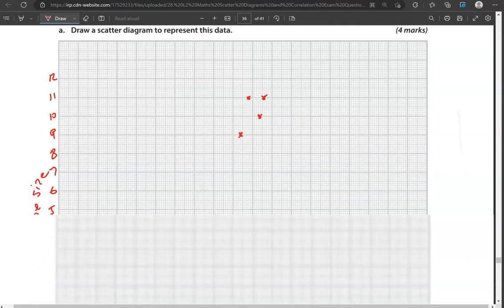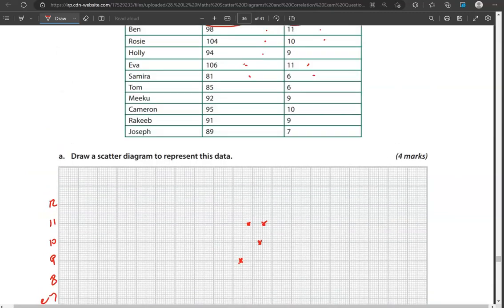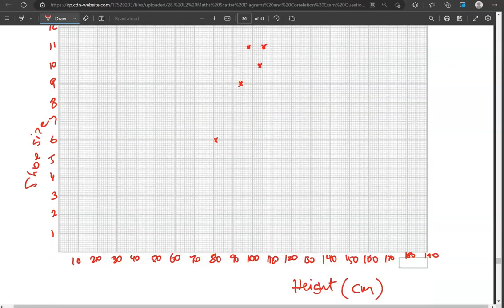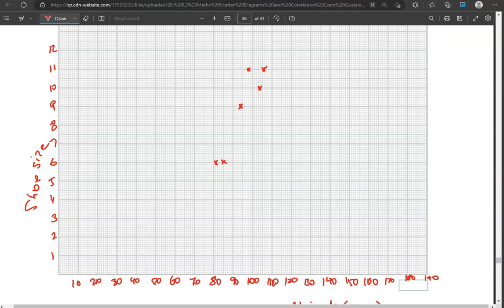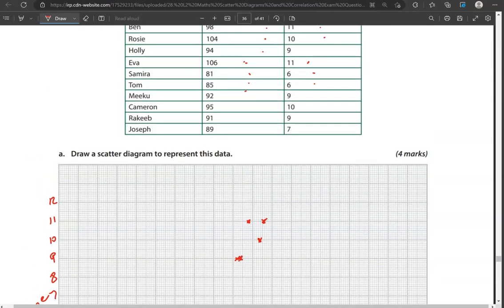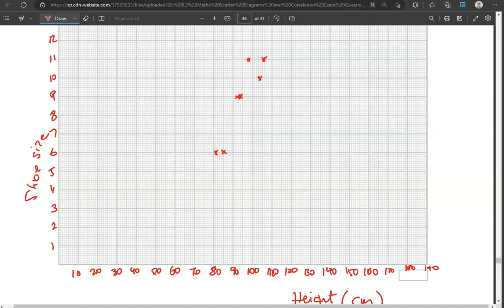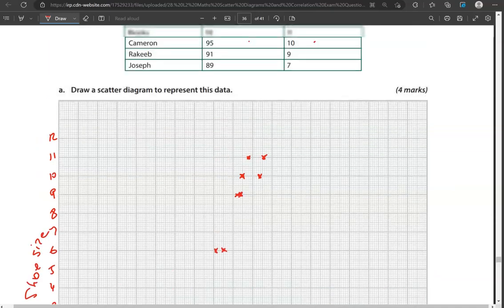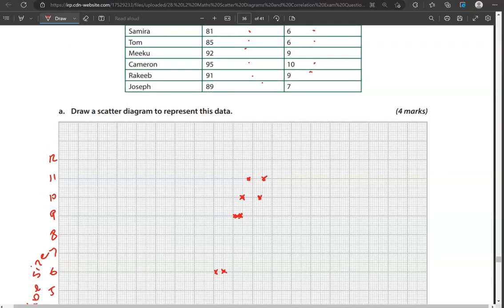Samira, 81, 6. Tom, 85, 6. Nico, 92.9. Cameron, 95.10. Rakib, 91.9. Joseph, 89.7.